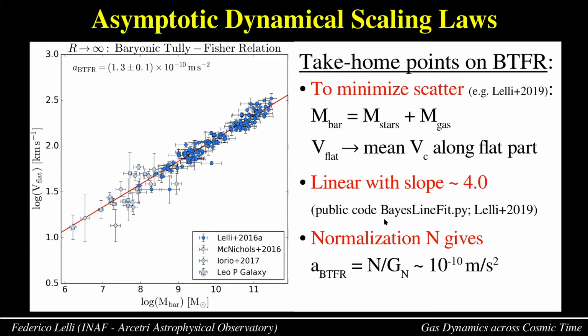I suggest you check this bias line fit code, which was written by myself together with Eric Desmond in Python. It's very easy to use if you need to fit aligned data in a Bayesian context. But actually, in this plot, I am fixing the slope to 4, and I'm only fitting for renormalization. This is interesting because if you fix the slope to 4, the normalization is equivalent to an acceleration scale simply by dimensional arguments. So if you divide the normalization by the gravitational constant, you will get a characteristic acceleration scale for galaxies of the order of 10 to the minus 10 meters per square arc second.